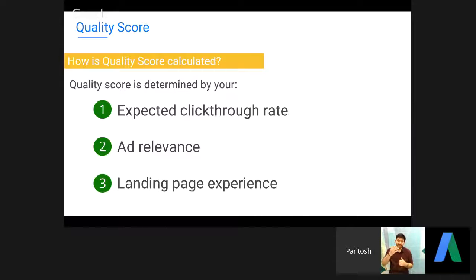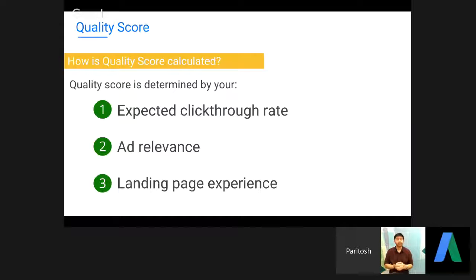These 3 things combined basically give you your quality score. Now, where does your quality score come into the picture? It comes into the picture when it's trying to not only help you improve your position on Google AdWords, but also in determining whether your ad will trigger or not. I'll give you a rough example here.